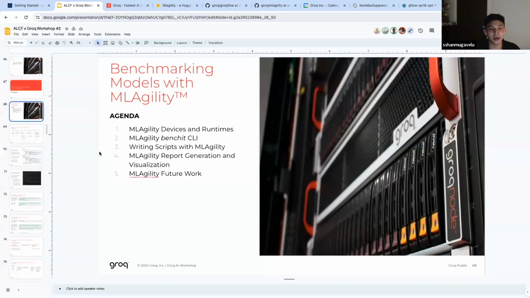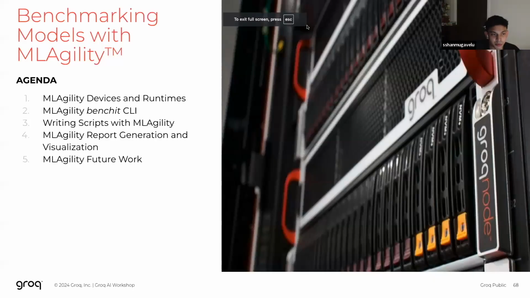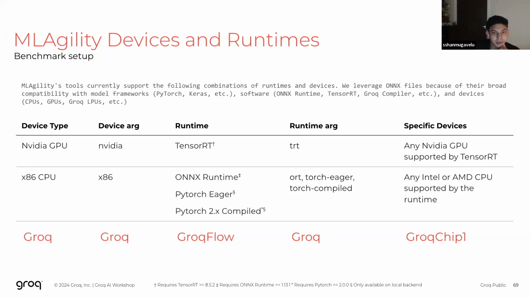All right. Now, I'm going to talk about MLAgility, the devices and runtimes which we support, how you can interface with it with the Benchit CLI, how you can generate reports and generate that Hugging Face page visualization with Streamlit, and future work which we're currently doing. So, like I mentioned before, we support a wide range of architectures and also runtimes. We support the NVIDIA GPUs, this is the H100s, the A100s, the V100, and so on. CPUs, AMD, and also Intel. And we support, of course, Groq via Groqflow.